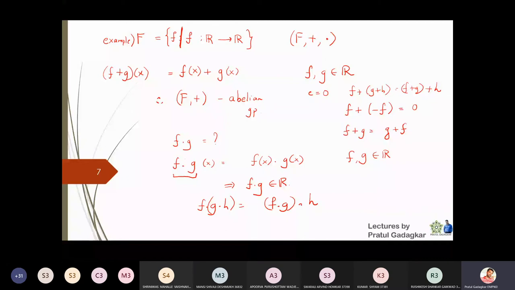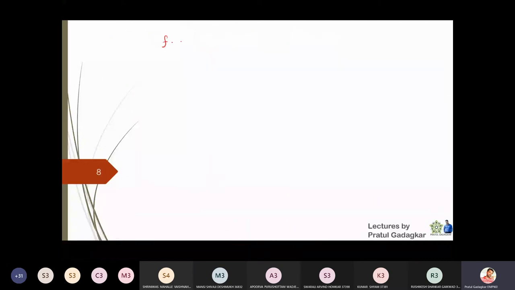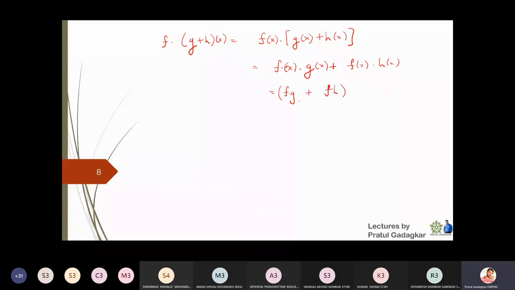distributivity. So what is distributivity? You have f into (g plus h) of x equal to what? f(x) into (g(x) plus h(x)), okay, everything is applying on x. So this is the same as f(x) into g(x) plus f(x) into h(x). So this is nothing but (fg plus fh)(x). So if I ignore these x's, I will get f into (g plus h) is equal to f into g plus f into h.